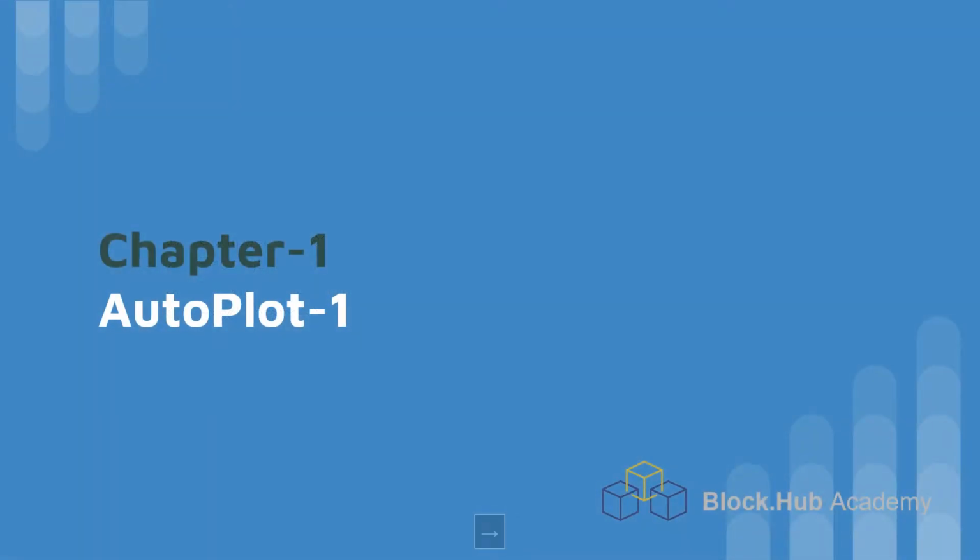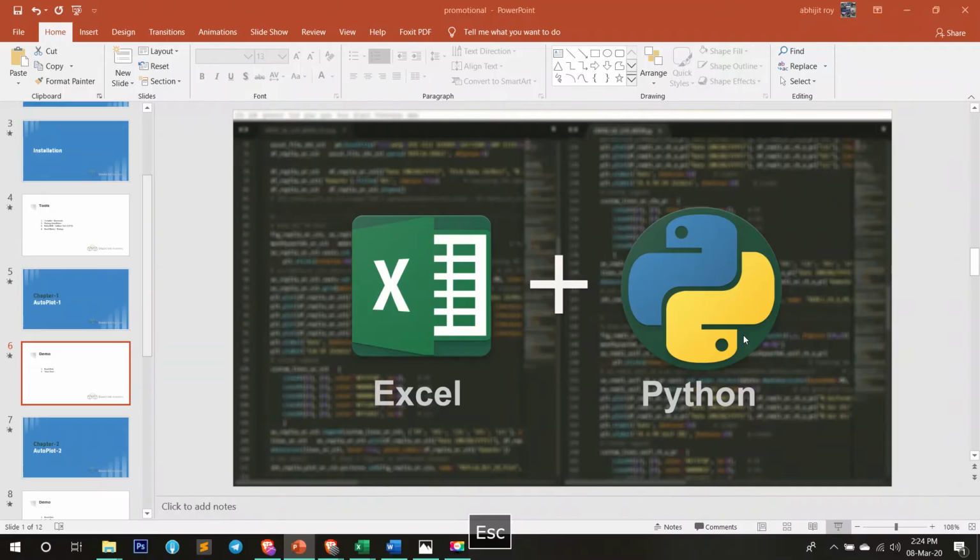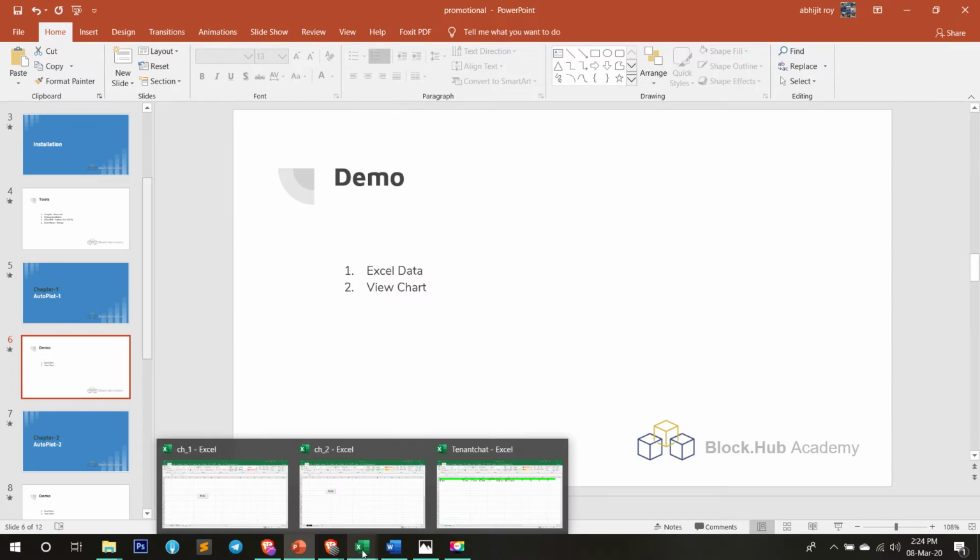Let's go on to the next one, which is chapter 1, the AutoPlot. Here I'm just going to show you the Excel data and the charts. So let's get on to the Excel file first.